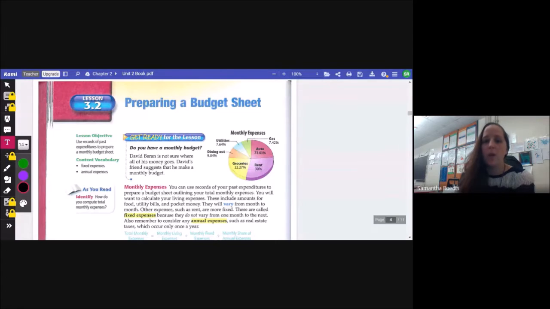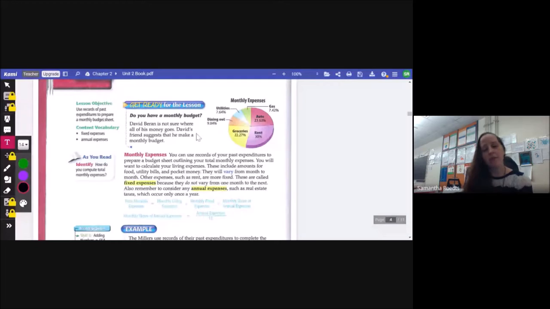All right, so this is chapter 2, lesson 2, preparing a budget sheet. When we're preparing a budget sheet, you basically have monthly expenses every single month.